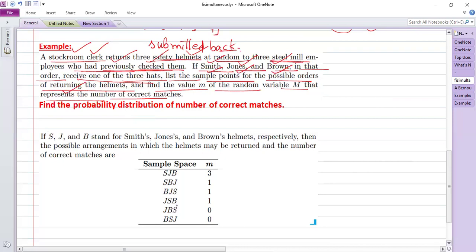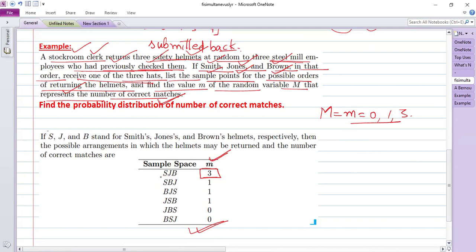And then find the value m of the random variable M that represents the number of correct matches. Now, one can see there is a certain table here, and here we have the values of the random variable M, means what values this M can take. So this M can be 0, 1, or 3. The value 2 is not possible. Why is M 3 here? Because M is the number of correct matches.